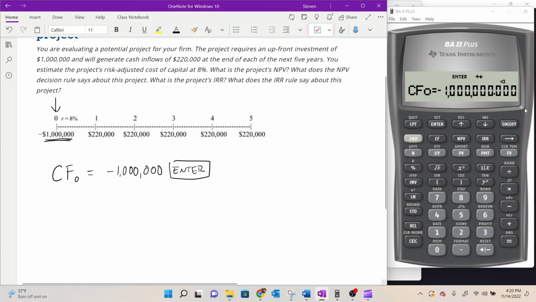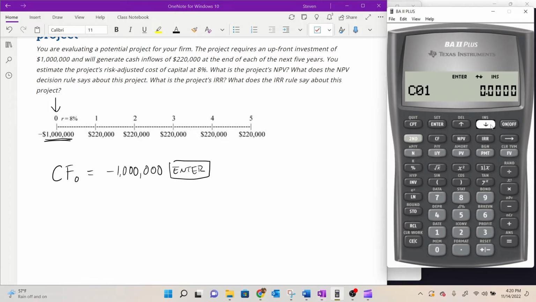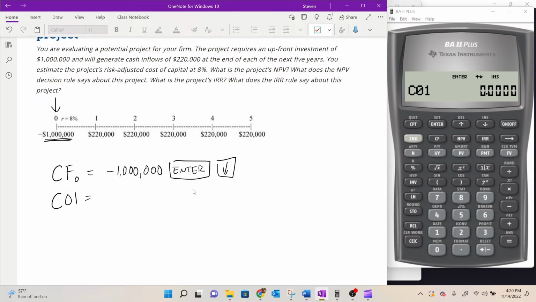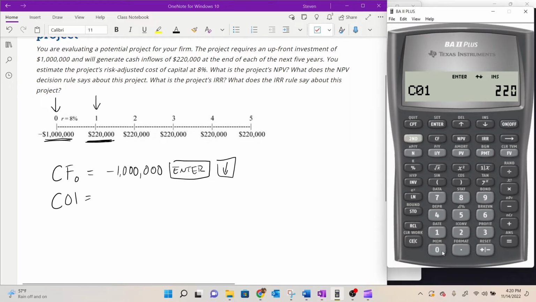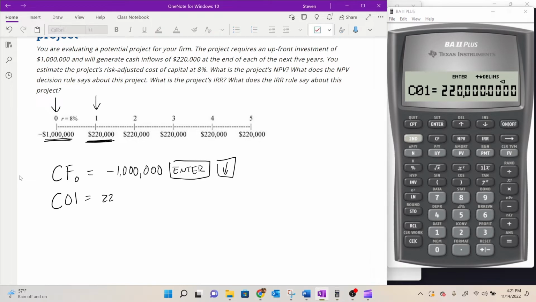And to do that, we're going to press the down arrow key to go to the next entry, which is just to the right of the on-off key. So we entered our negative 1 million, we hit the enter key, and then we press the down arrow key. And that brings us up to the next entry, which is C01. C01 stands for cash flow 1, or what cash flow happens immediately after cash flow 0. In this particular example, that is a cash inflow of $220,000. So I'm going to type in $220,000. And then I'm going to press the enter key to store it. And once again, you see the equal sign come up, the decimals, and the sideways triangle. Okay, so we typed in a positive 220.